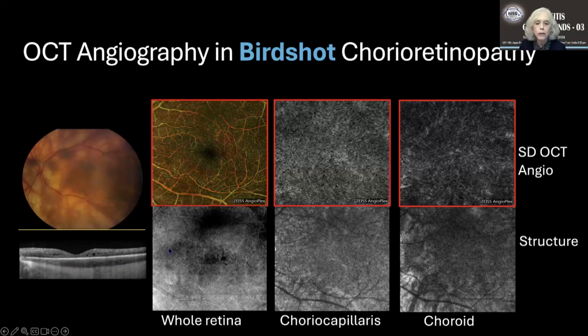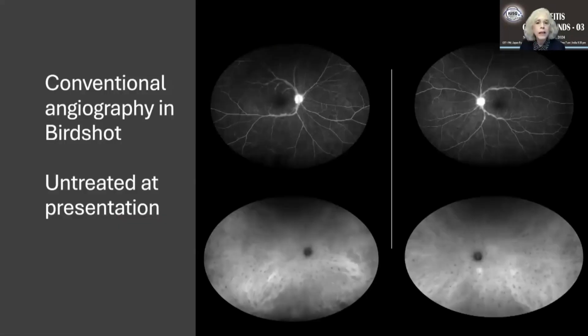There's this hyporeflective choroid that we've mentioned, and you can see the flow voids here on the SD-OCT, and also abnormalities on the structural scan. And you see the same type of abnormalities in the choroid. So conventional angiography in birdshot is as follows, and this was shown to you by Dr.